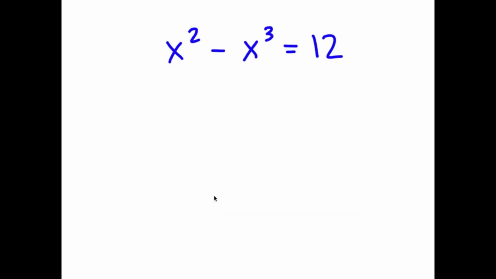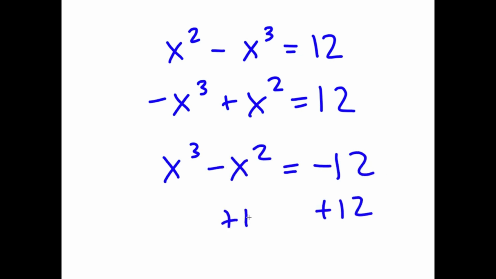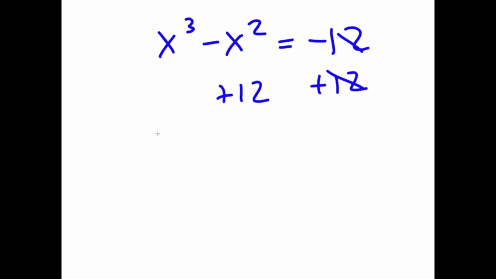Alright, so in this problem, I have x to the power of 2 minus x to the power of 3 is equal to 12. So I'm going to first start by rewriting this as negative x to the power of 3 plus x to the power of 2 is equal to 12. And from here, I'm going to multiply both sides by negative 1. So now I get x to the power of 3 minus x to the power of 2 is equal to negative 12. And now, finally, I can add 12 on both sides. So now I get x to the power of 3 minus x to the power of 2 plus 12 is equal to 0.